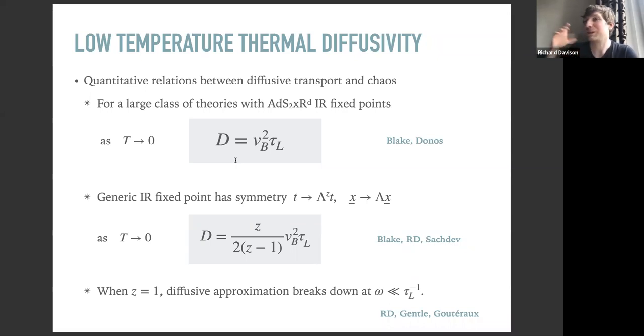You know, if the radius of convergence of hydrodynamics is set by the distance to the next quasi-normal mode, it doesn't make any sense to me that hydrodynamics keeps working at these energy scales, because there are lots of other quasi-normal modes there.